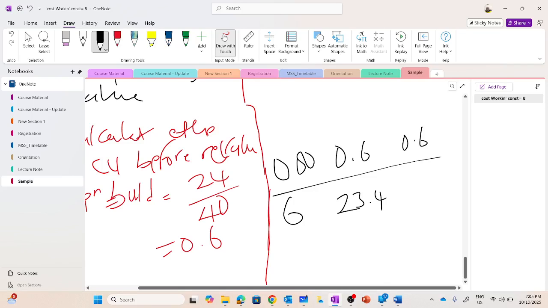So after the 10 years of depreciation, we need to multiply it by 10 because it's 10 years of depreciation. This is per year, so times 10. So 0.6 times 10, you have 6. The depreciation will be 6, while 24 minus 6 will be 18. 18 plus 6 will be 24. So this is the current value of the asset.